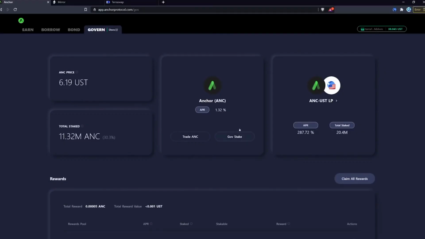Govern: finally, in the governance tab, the platform gives you these investment alternatives. Stake ANC: you can stake the ANC token with a 12.62% APR. Liquidity pool: in the ANC-UST LP, you can inject and withdraw the LP token with 103.31% APR, and there are currently more than 39 million LP tokens staked.